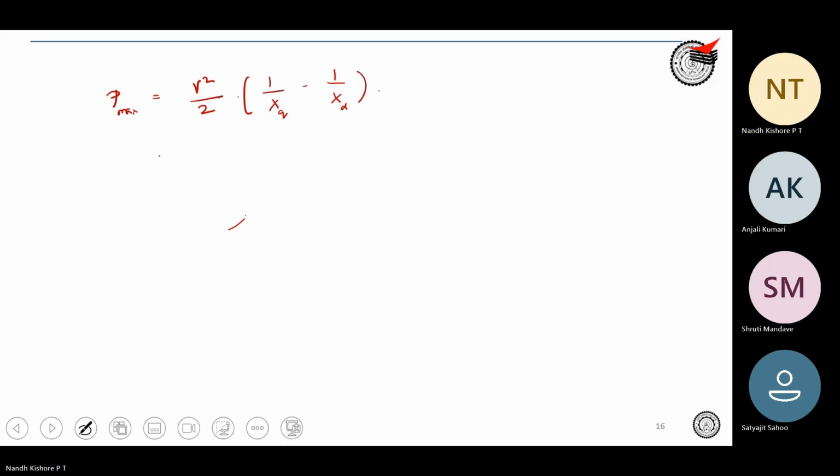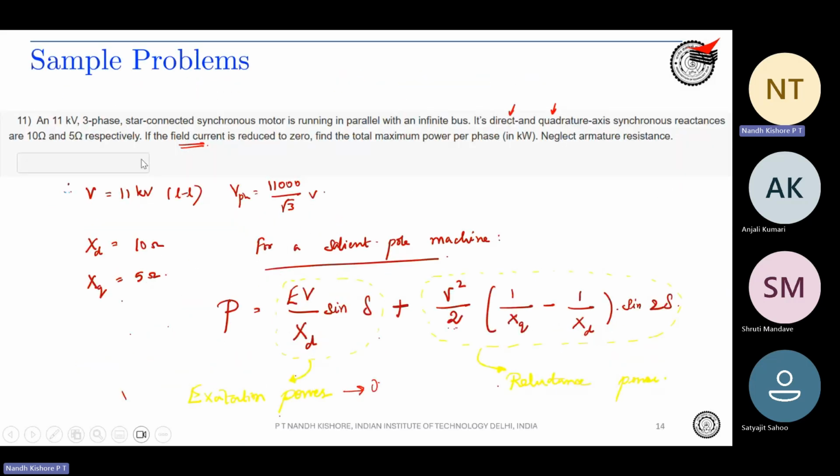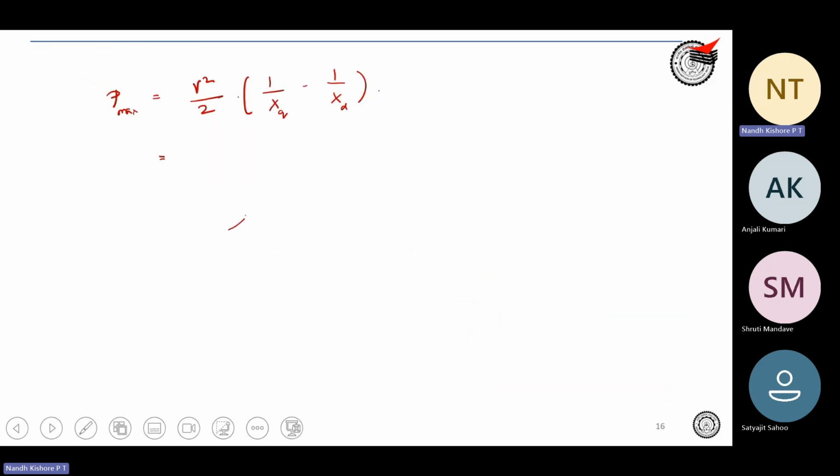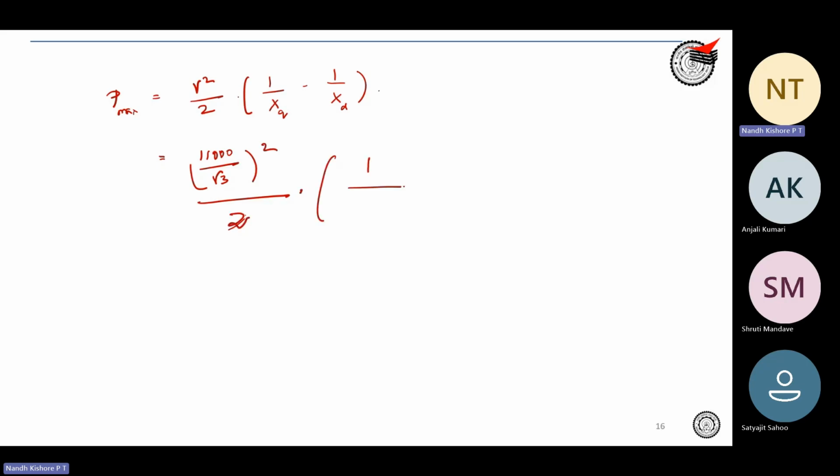Okay. So V is how much? They have given V line as 11 kV, so V phase is 11 kV by root 3. So Pmax is 11 kV by root 3, the whole squared, divided by 2, into (1 by XQ, which is 5 ohm, minus 1 by XD, which is 10 ohm). Correct?